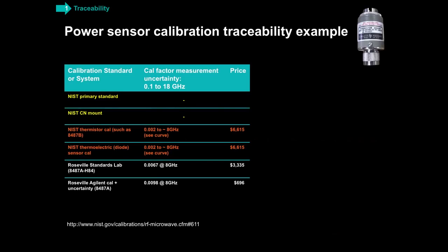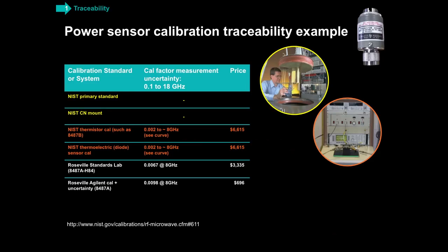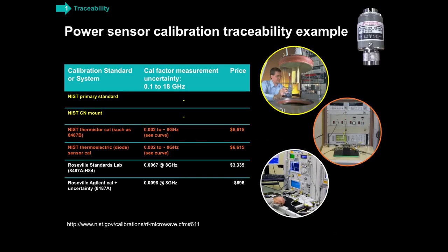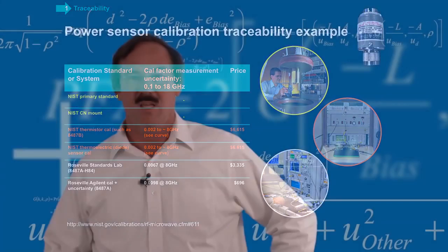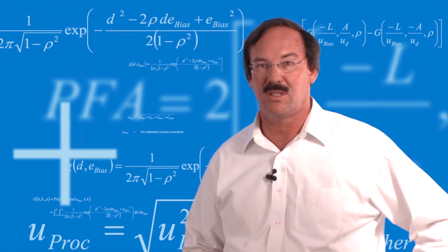So this gives you an idea, as you look through each of those three states, of the relative uncertainty. You can see the uncertainty gets larger as you get more steps away from the national standard. Perhaps most important in our traceability discussion is this chart here.